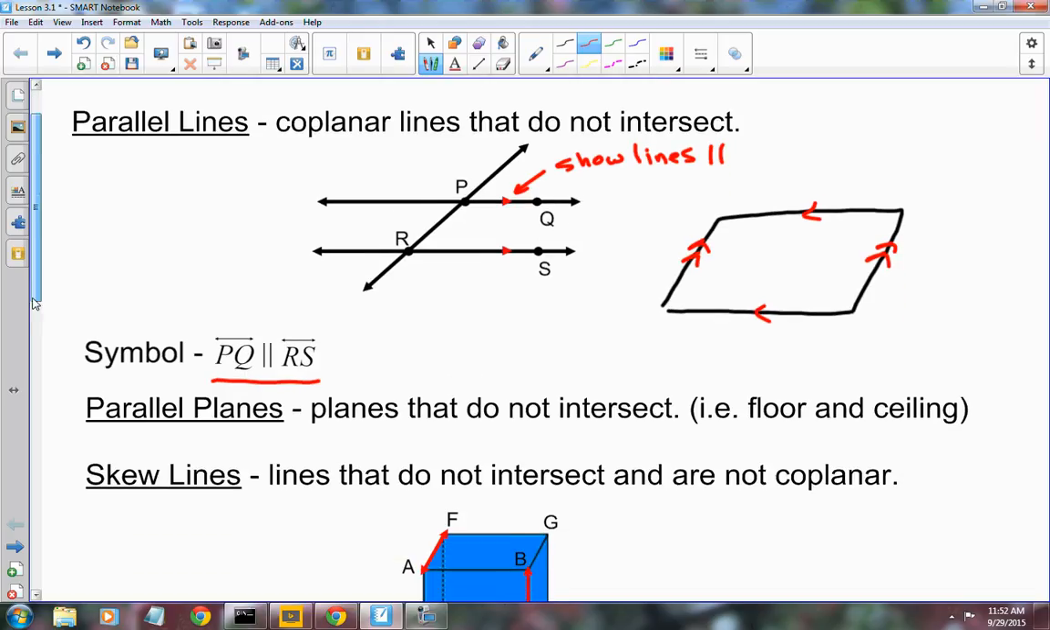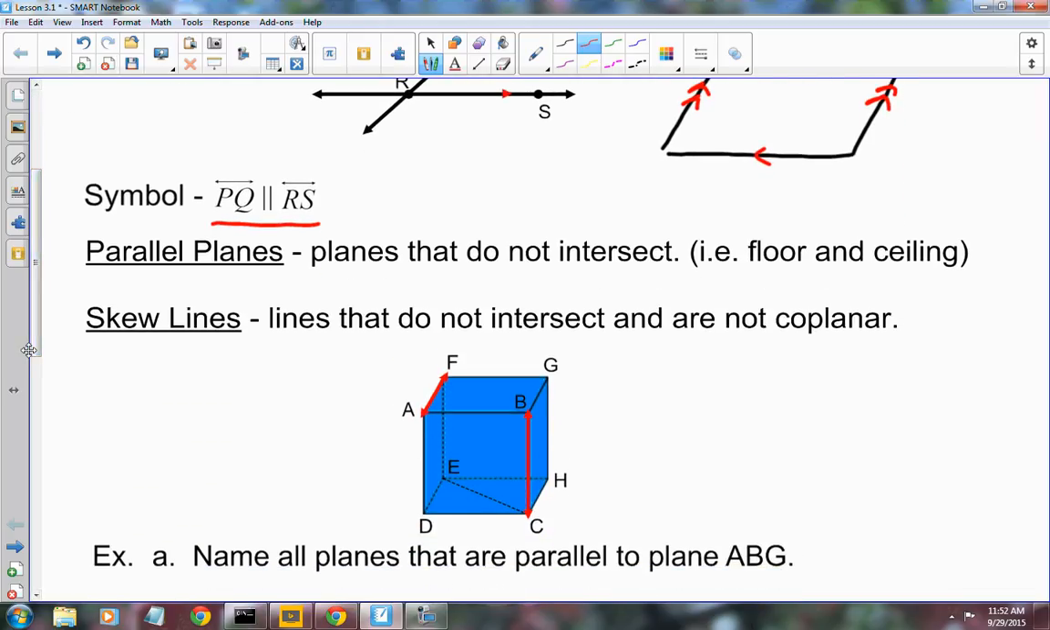We also have parallel planes. Parallel planes are planes that do not intersect, like the ceiling and the floor. Or if you have this Kleenex box, the top and the bottom of the Kleenex box, or the sides of the Kleenex box. Those are parallel planes.